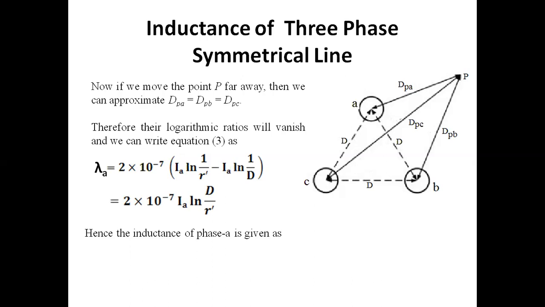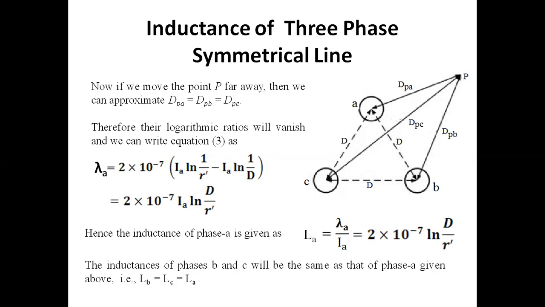So the inductance in phase A is given as LA equals lambda A by IA, equals 2 into 10 to the minus 7 ln D by r'. And for a symmetrical line, LB is equal to LC equal to LA. So all inductances are equal, and this will be the value.